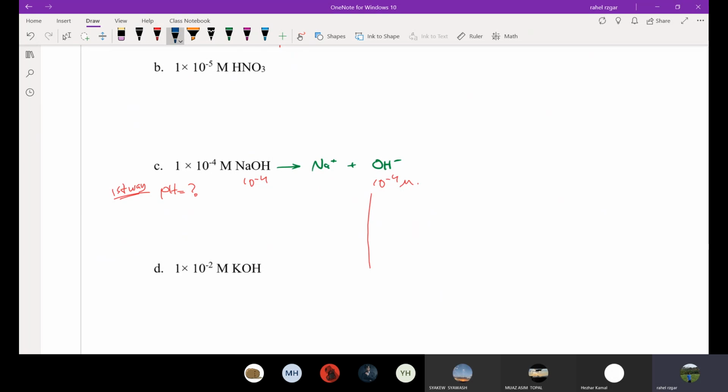How do we do? How are we going to solve this question? We have to find H3O. We have OH. We now know concentration of OH is equal to 10 to the power of -4. So concentration of H3O is equal to Kw divided by concentration of OH. So 10 to the power -14 divided by 10 to the power -4 equals 10 to the power -10 molar. What did we get?